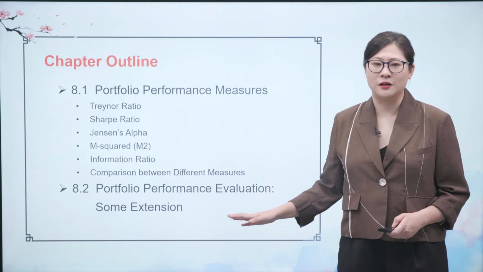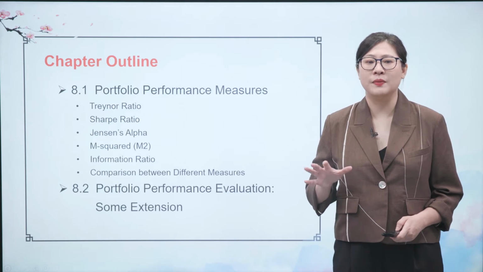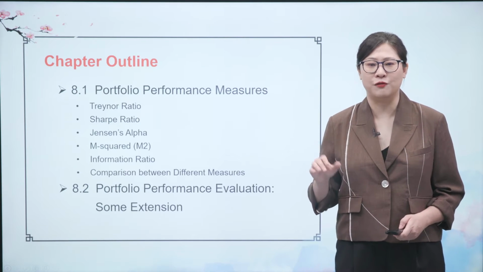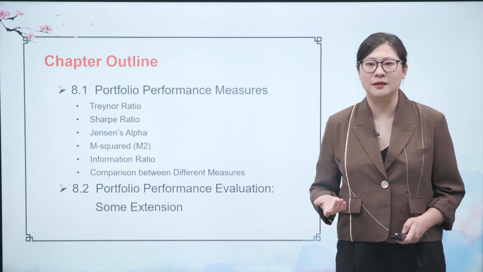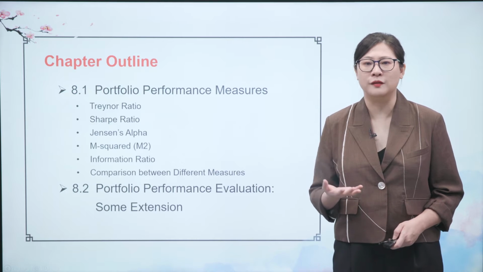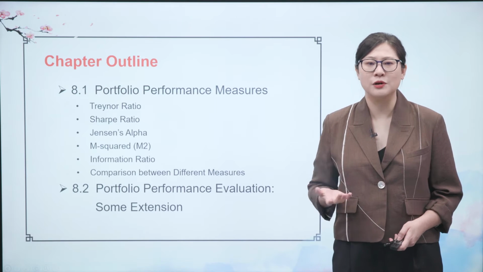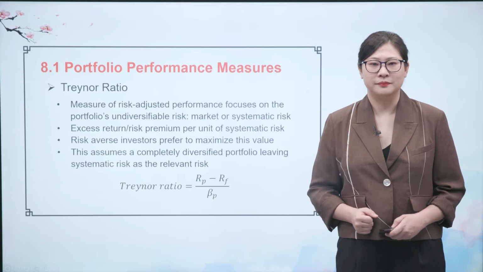The next part is 8.2, which will give you some extensions for this portfolio performance evaluation, which will consider the downside risk and also the attribution of the return or the risk. So let's begin with 8.1 first.